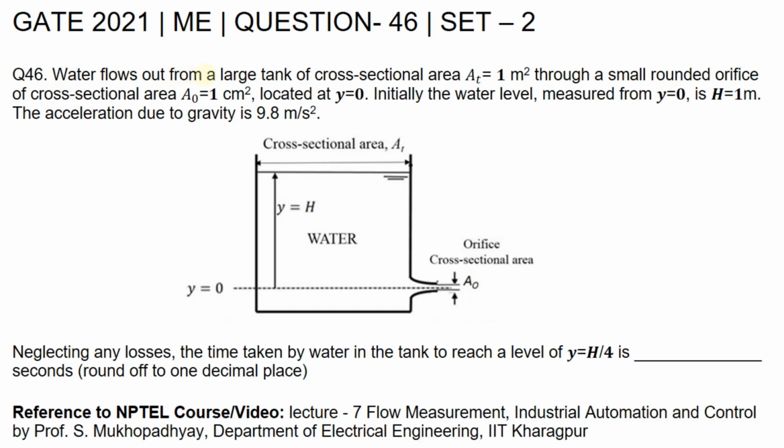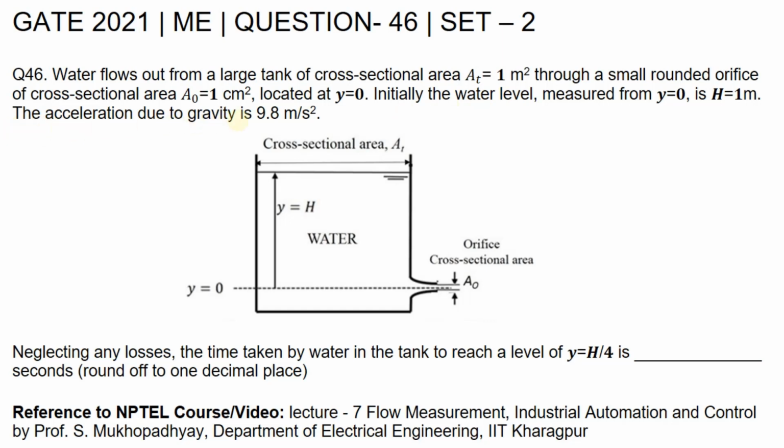Water flows out from a large tank of cross-sectional area AT equal to 1 meter square. So the cross-sectional area of the tank is 1 meter square. Through a small rounded orifice of cross-sectional area A0 equal to 1 centimeter square, located at y equal to 0. Initially the water level measured from y equal to 0 is 1 meter. So the height h equal to 1 meter is the initial height of the water level.